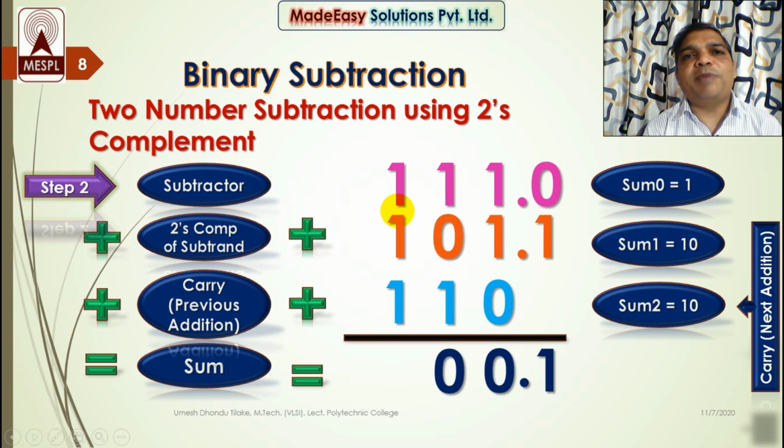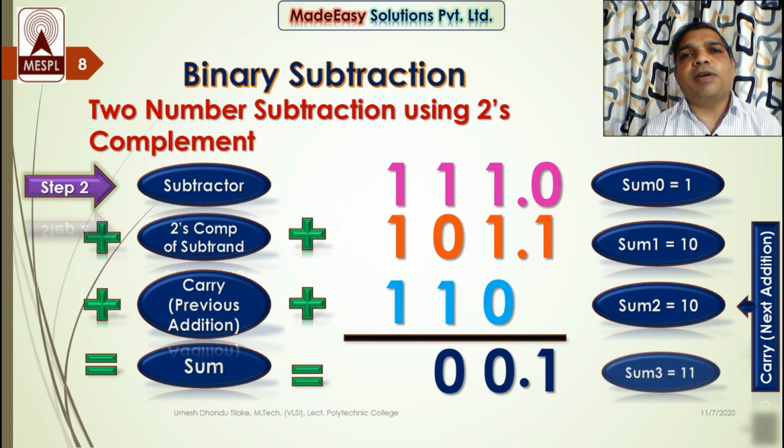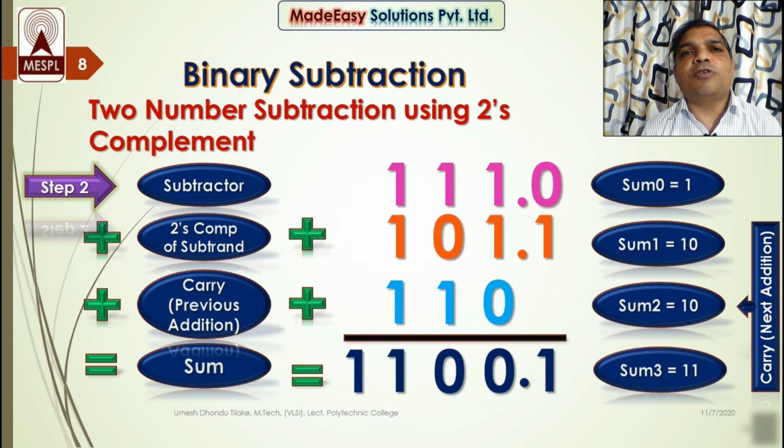Now perform MSB addition. If you see 3 ones are there. If you remember the addition we have learned in the video lecture of binary addition, you will easily get the sum over here. 1 plus 1 plus 1 is equal to 1 1. So 1 will be the sum and 1 will be the carry here. If you are confused in addition of 3 ones, then just watch the video based on binary addition.